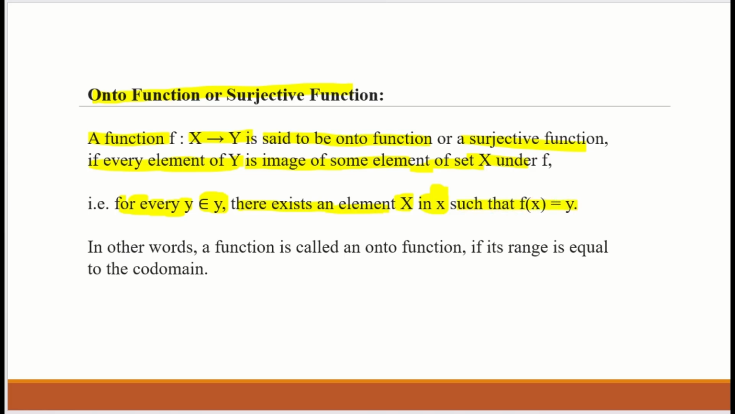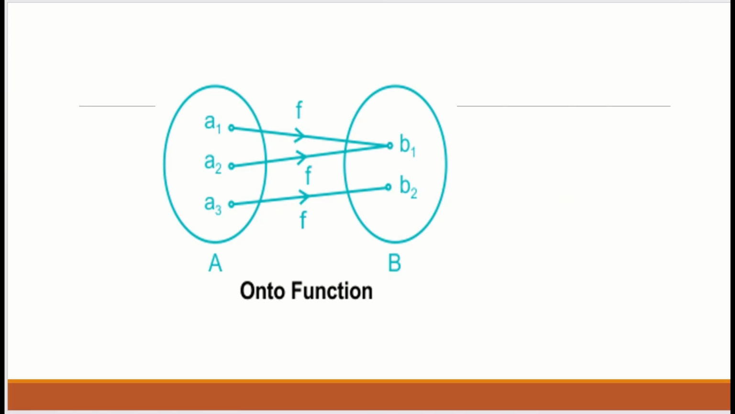Look here. Every element b1 and b2 in the set b is the image of some element. It may be 1, it may be 2, it may be 3. b1 is the image of a1 and also a2. b2 is the image of a3. It means that every element of set b is an image of some element of a. Therefore this is called an onto function.